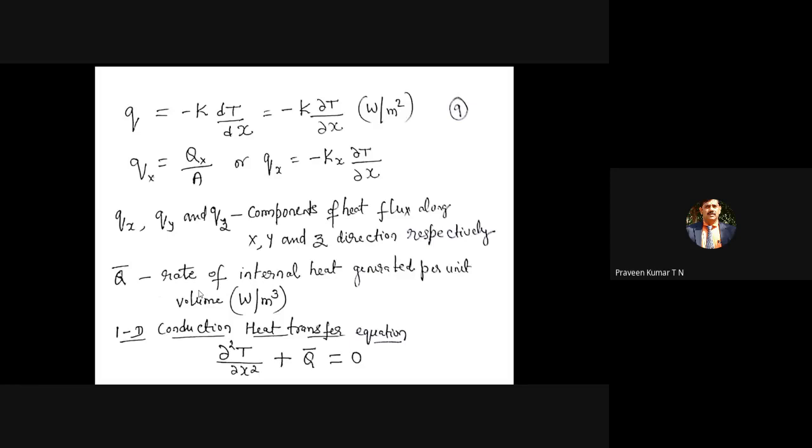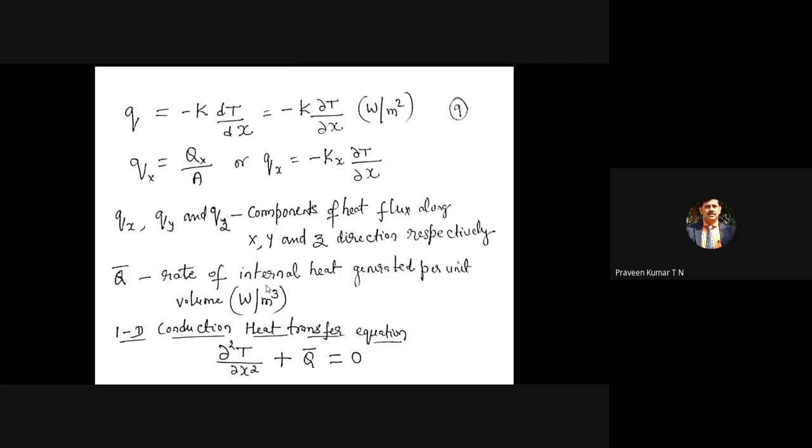That heat generation source is given by Q dot, I am writing Q bar. So Q bar refers to the rate of internal heat generation per unit volume. You are talking about per unit volume, so that's why you have watts per meter cubed. But whenever you require the total heat generation, you have to multiply by dx, dy, dz.